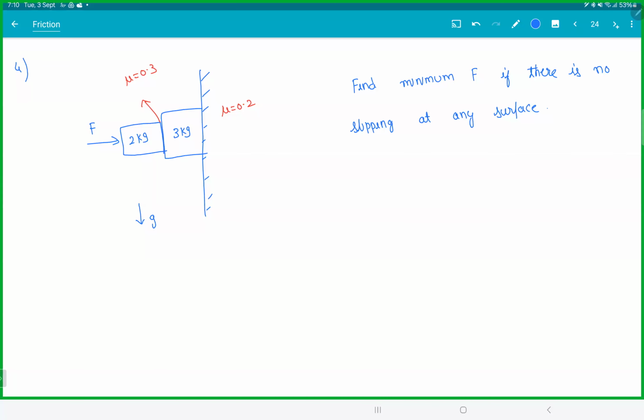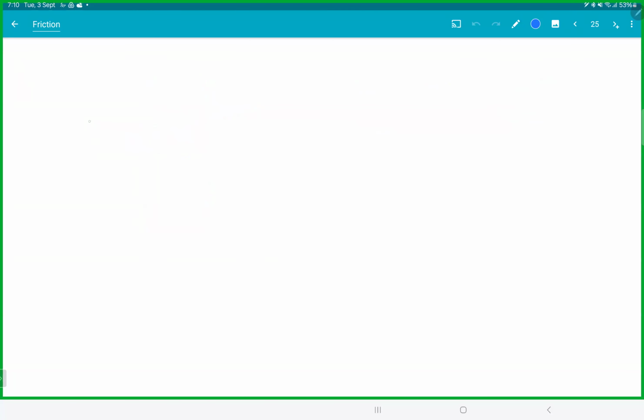Step one, draw your FBD. Start from there. What else can we do? So if I draw the 2 kg FBD, let's see each one. You are applying force F. This is the normal reaction N1. This is the weight, 20. Till here, everyone knows how to draw FBD.